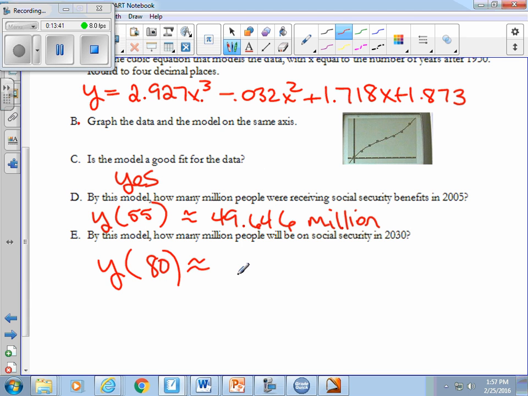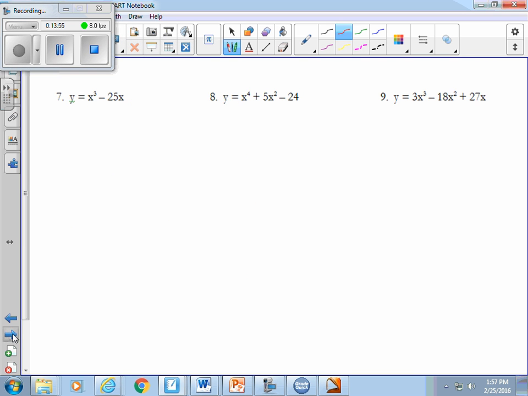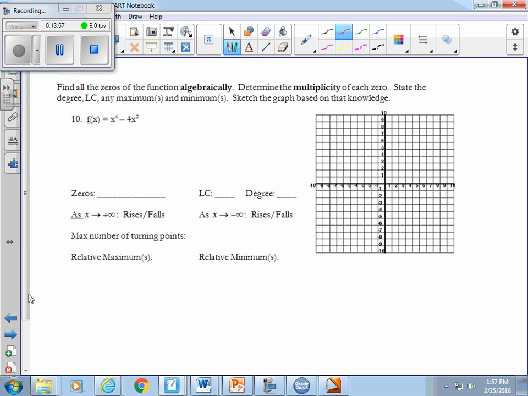$87.314. Any questions about those? Okay, I'm going to skip that. It's all factoring. A good portion of your homework looks like this tonight.